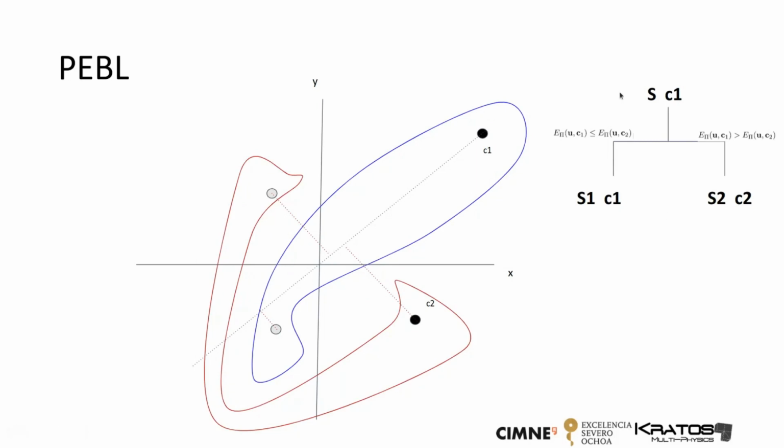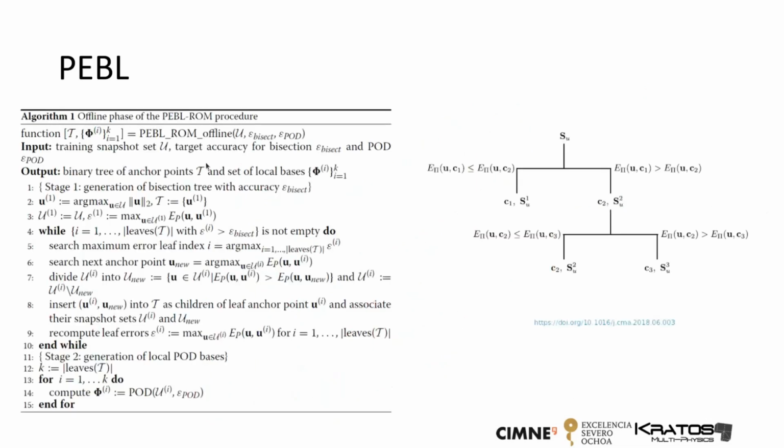And then I effectively form this kind of binary tree structure. And then I would only do the singular value decomposition on the leaves of the binary tree. That's it. And this is the algorithm. Now it's very easy to understand. You got the snapshots, the bisection tolerance, and the tolerance of the SVD. So first, stage 1, as it says here, is create the bisection tree. Stage 2, compute the SVD. And then you get this structure.